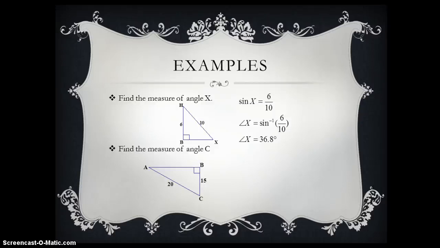To find the measure of angle C, let's think about C. We have the adjacent and the hypotenuse, so that tells us we need the cosine. So the cosine of C is 15/20. To find the value of angle C, we're going to use the inverse function, or cosine to the -1 of 15/20, which tells us angle C is 41.4 degrees.